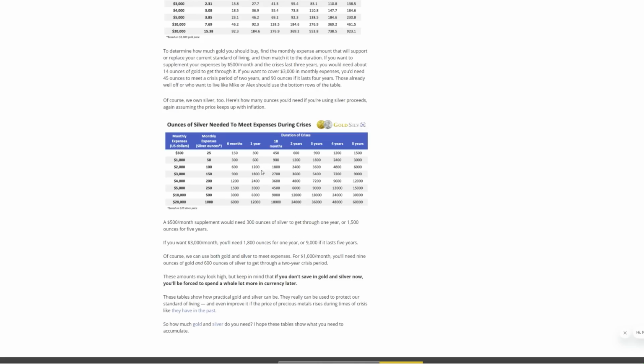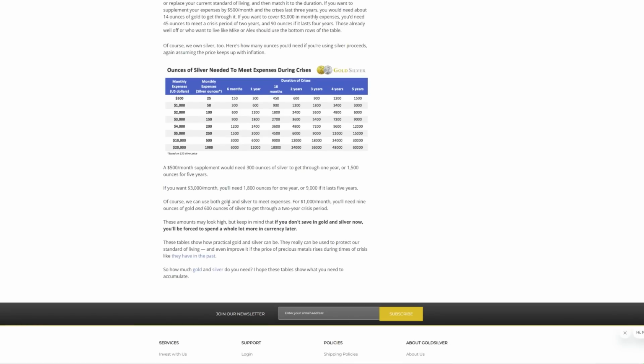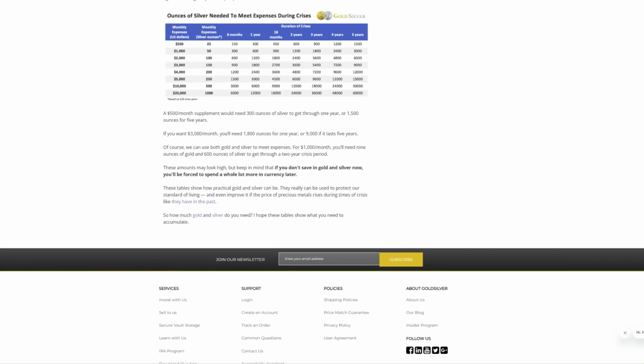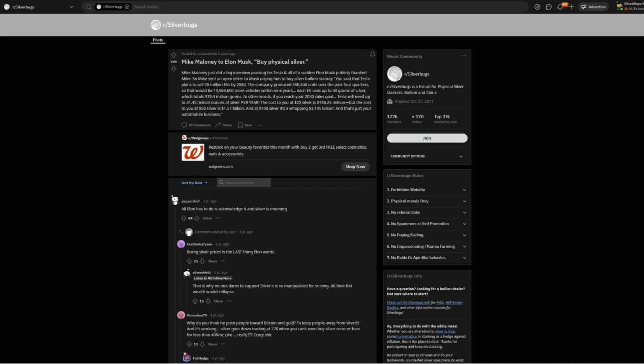I really, really think you guys should use something like this, especially if you're someone who is preparing more for a crisis, right? It says ounces of silver to meet expenses during a crisis. I like how they did the math. And that kind of brings us to the last, the seventh article, or this is a subreddit. It's Mike Maloney's letter to Elon Musk titled "Buy Physical Silver."